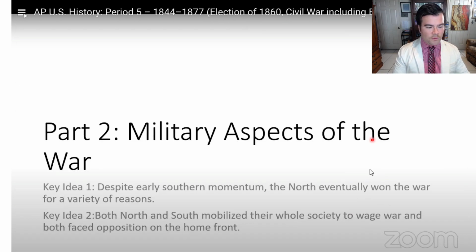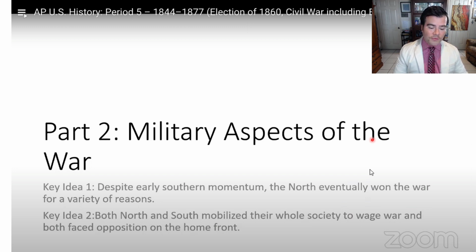Military aspects of the war. Okay, so now I know when we covered it in class, a lot of you were like, "Yeah, sir, let's go over the battles." This time we'll go over in more detail the battles, right? Okay, so despite this, at the beginning, the South is going to win, right? So key idea number one, despite early Southern momentum, the North eventually won the war for a variety of reasons.